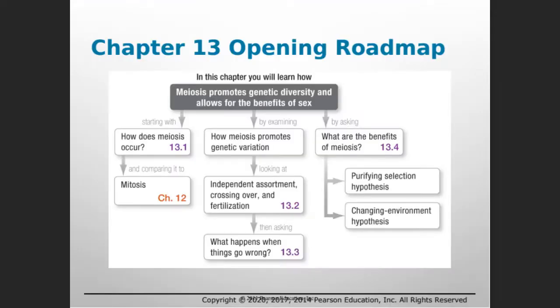All right, again, here's your roadmap. So again, how does meiosis occur, and how do you compare it to mitosis? This is sort of the compare and contrast. How meiosis promotes genetic variation: independent assortment, crossing over, and then fertilization. We touched on these a little bit last time. What happens when things go wrong? And then what are the benefits of meiosis? Purifying selection hypothesis and changing environmental hypothesis.